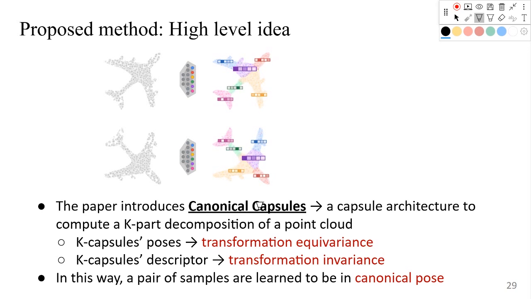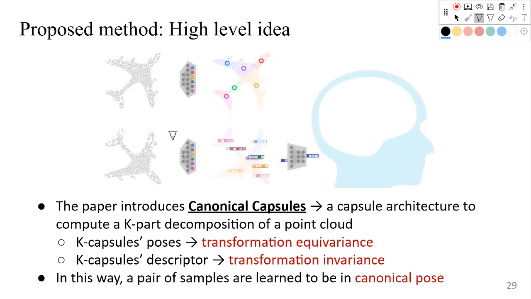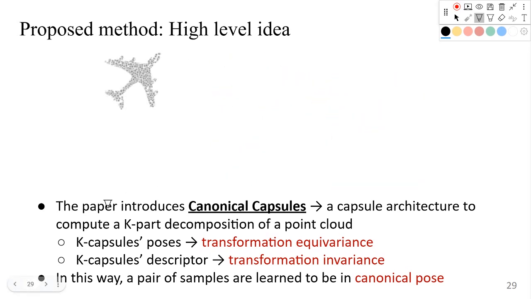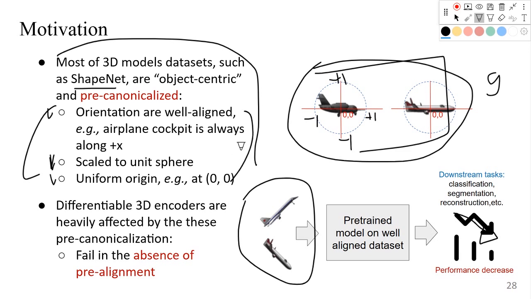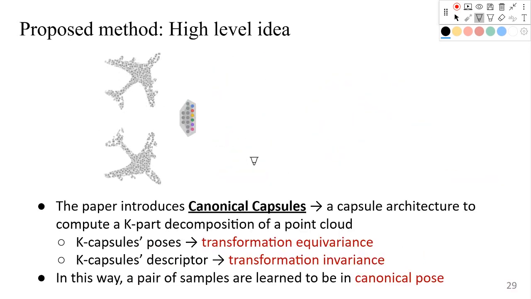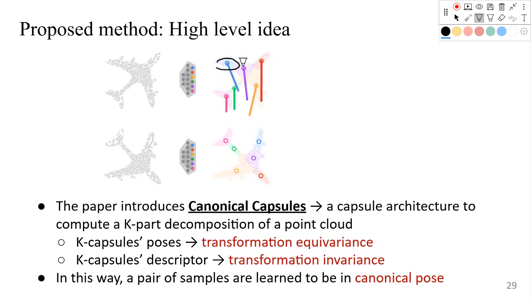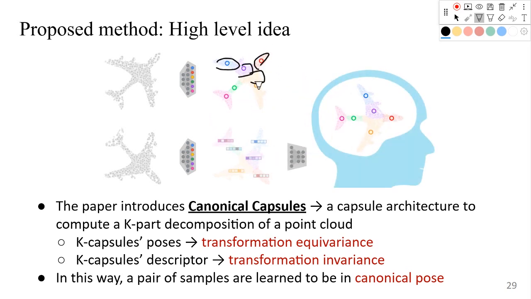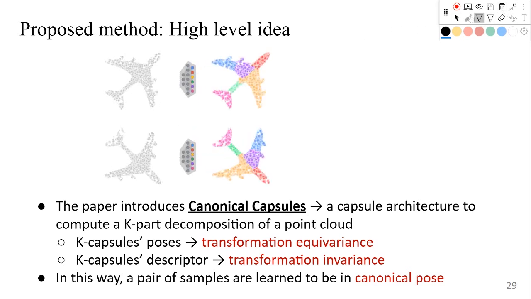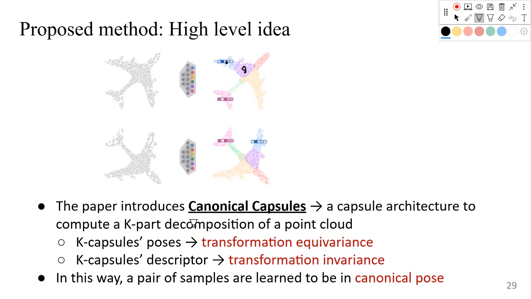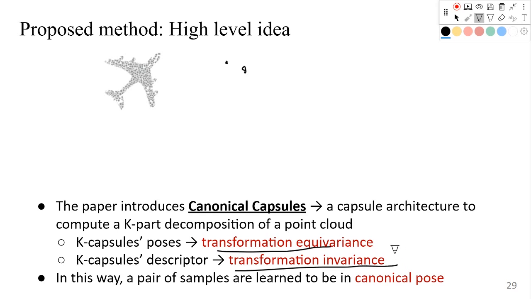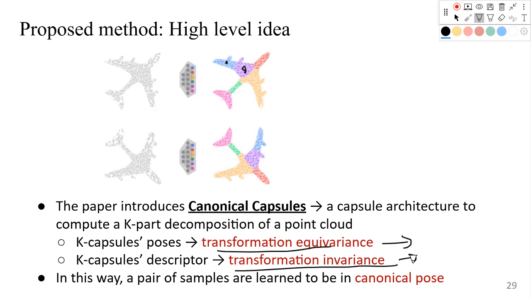So let's start discussing the high-level idea of how this method addresses transformation invariance. This paper introduced the canonical capsule. Canonical we already discussed with these three properties in our point cloud understanding context. And capsule in this case corresponds to a decomposed region. We can see the same color here corresponds to the same capsule, or we can just say cluster. This paper tries to decompose the shape into K capsules, where every pose corresponds to the centroid, the center of the capsule. The poses are transformation equivariant, and the capsule descriptors are transformation invariant. We will discuss in detail later what this is and also why they are important.